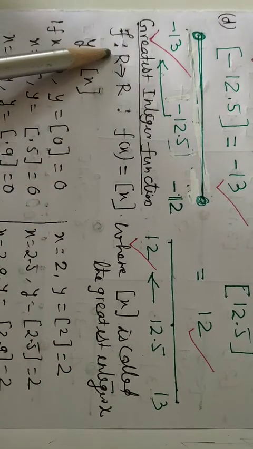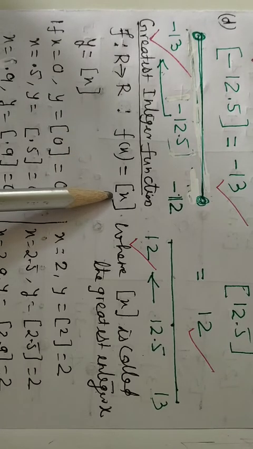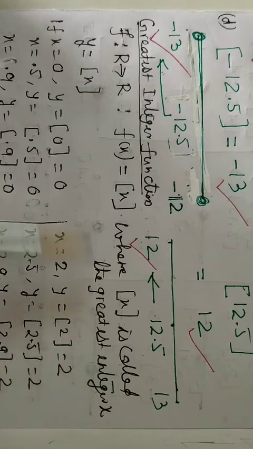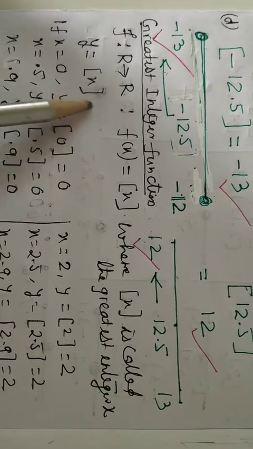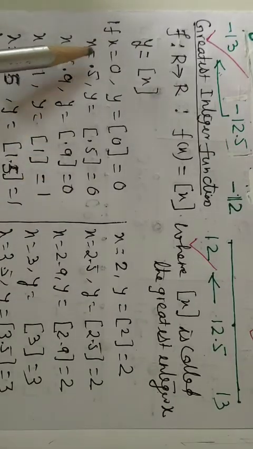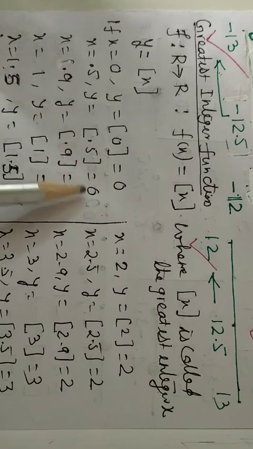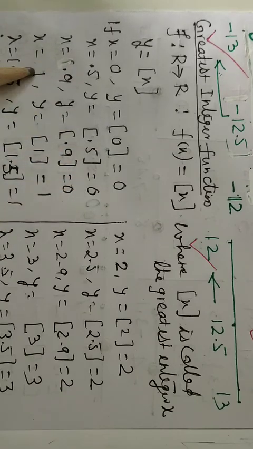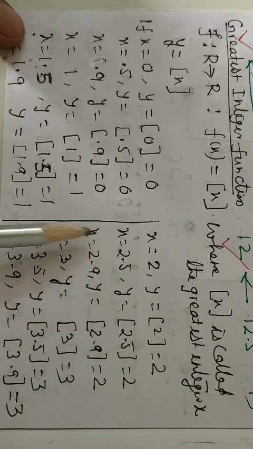So this is the definition: f from R to R such that f(x) is equal to the greatest integer function of x, where [x] is called the greatest integer. So here f(x) is y, so y is equal to [x], the greatest integer. Now if x is equal to 0, y is the greatest integer of 0, which is 0; 0.5 again 0, 0.9 again 0; 1 is 1, 1.5 move left 1, 1.9, y is 1. Likewise for 2, 2.5. Now all are known to you.